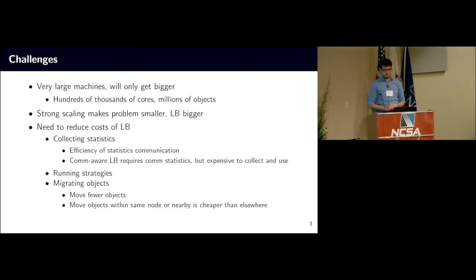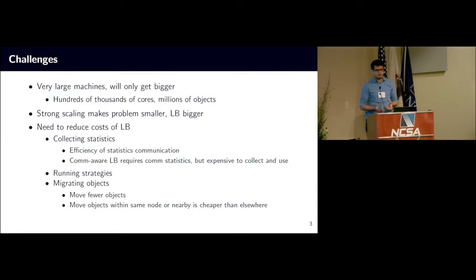So there are a lot of challenges that we've encountered recently in regards to load balancing. One is that we're getting very, very large machines now, and they're only going to get bigger as we look at future machines that will come online. So we have hundreds of thousands of cores. We've done runs over millions of cores before, millions, if not tens of millions of objects. So these problems are getting bigger and bigger.